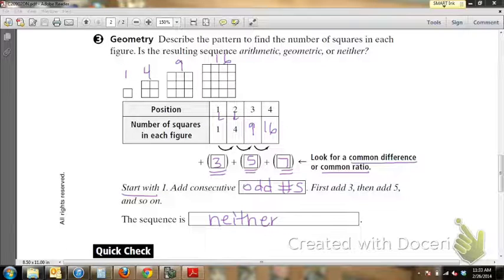Okay, so now you're going to try these quick checks. First, you describe the pattern, so give a rule or a conjecture. Make sure you say what number you have to start with. And then you have to find the next 3 terms. Okay, and in quick check 3, you're just going to say if it's arithmetic, geometric, both, or neither. And that's it. Don't find any other terms, just name the type of pattern.